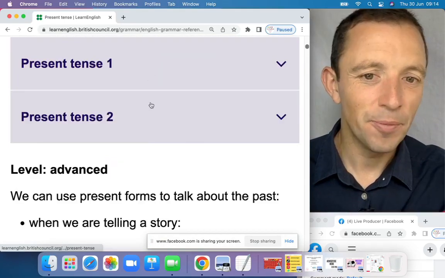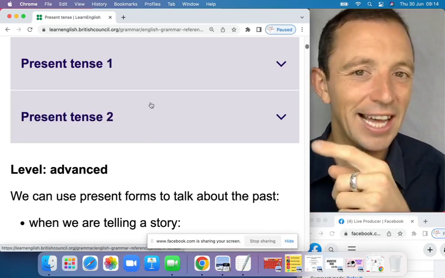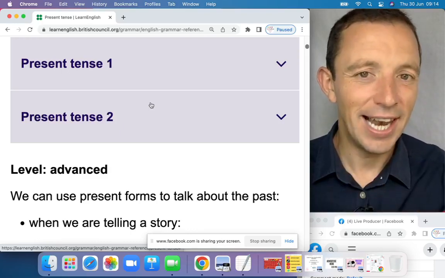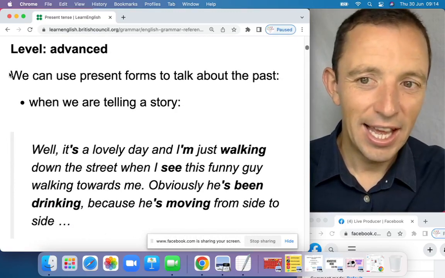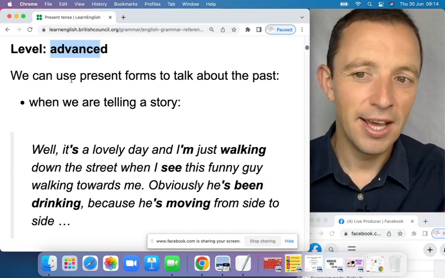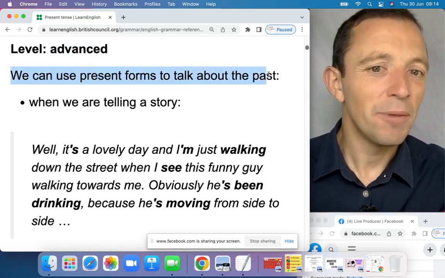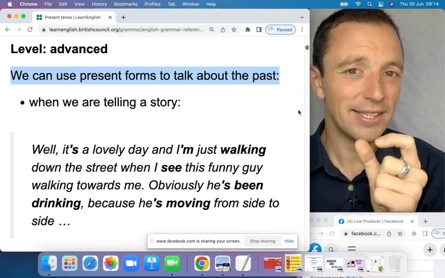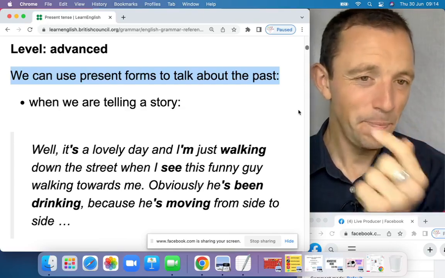So we continue. The second exercise is just repetition, and I recommend you practice this exercise yourself later in the day. Next, level advanced, speaking about the present tense. We can use the present form to talk about the past. This is amazing. With the present it is possible to speak about the future, the present, and the past.